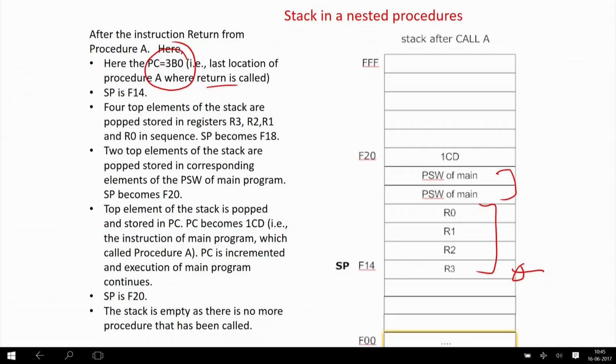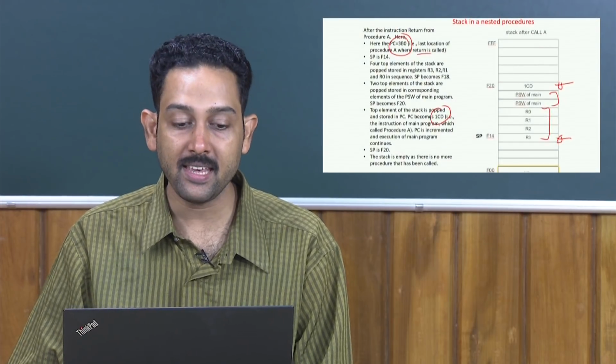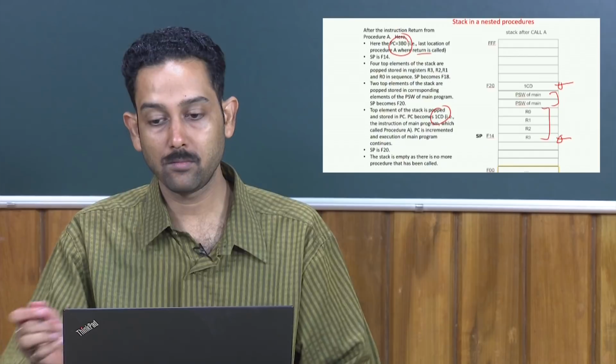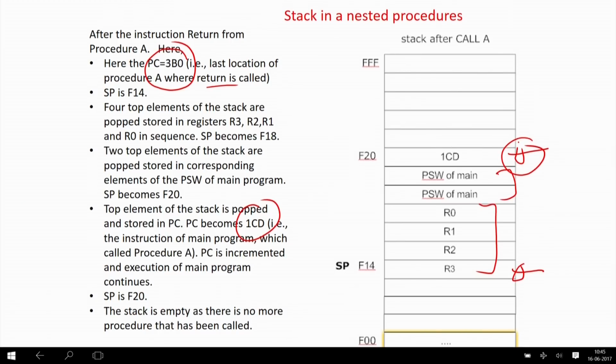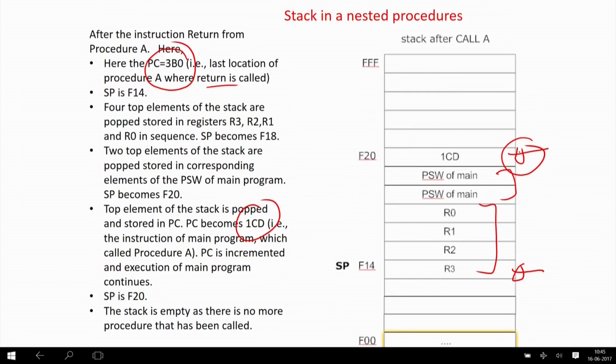Now, what is going to happen? 1CD will be loaded in the program counter. That is very important, because 1CD is the place where the main program called procedure A. So, now this will be incremented, it will be 1CE and the main program will start executing from 1CE. Finally, the stack pointer, before starting the execution in the main program which called A, will be pointing over here, the whole stack will be empty, the main program will be executed and finally the whole code will stop.